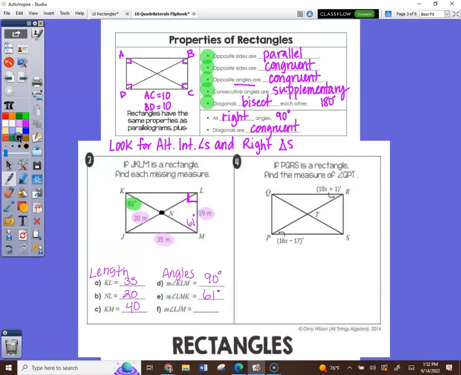Now, let me guide anyone that doesn't see why it's 29. Let me guide it to you, because this is going to come up in another problem. So let me show you this.